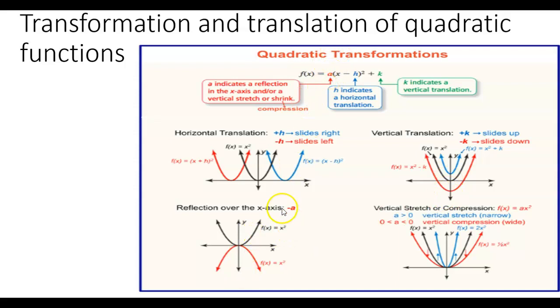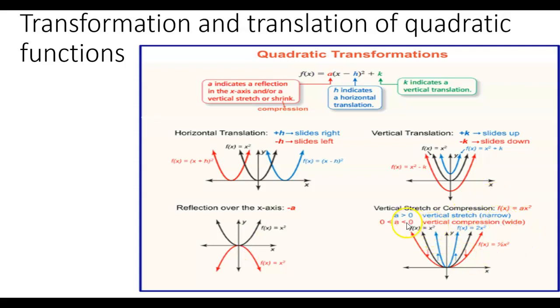If you change the sign of the a, that's the initial value being multiplied by your first term there, your x squared term, then it will flip it across the x-axis. It'll reflect it across the x-axis.